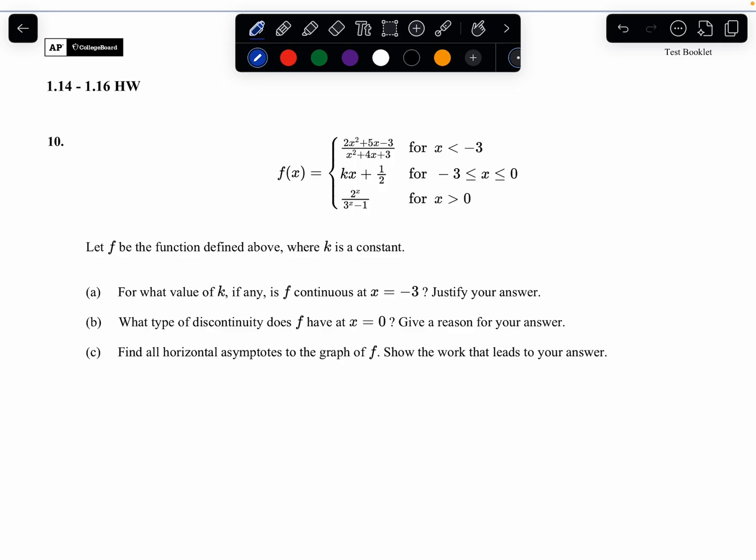So I'm on 10. This isn't a multiple choice. This is an AP College Board free response question. This is what free response might look like on the AP exam.